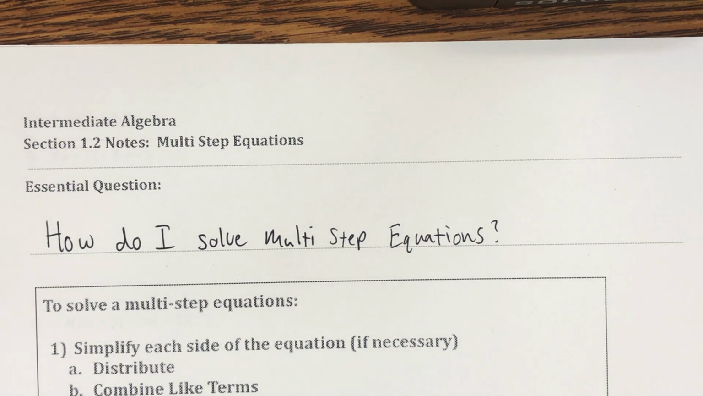All right, Mr. Ahmed here for section 1.2, intermediate algebra. Central question for today is how do I solve multi-step equations? So in 1.1 we did easier equations that only required one step. These ones will require multiple steps. Our goal is still the same. We're still looking for the solution by isolating the variable on one side.